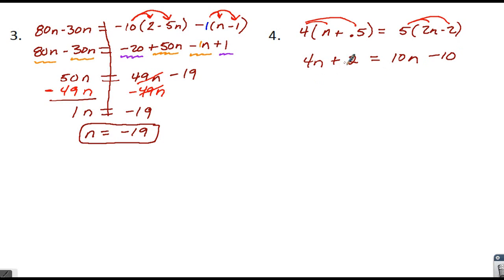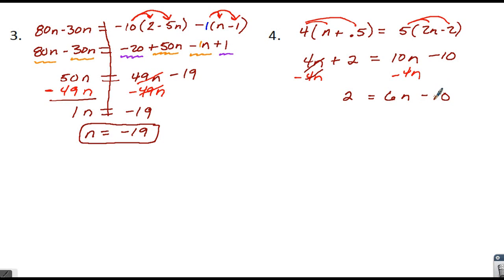Okay, so what we want to do again is choose the smaller of the variables. The 4n versus the 10n, which is the smaller one I would choose? I'm going to choose, of course, the smallest term, which is the 4n, so I'm going to subtract 4n on both sides. The 4n's are going to cancel. And you've got 2 equals 10 minus 4, which is going to be 6n minus 10.